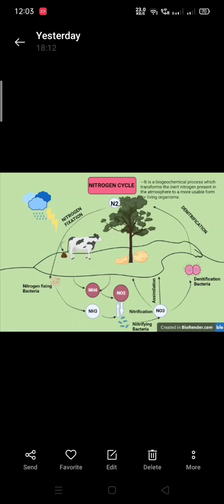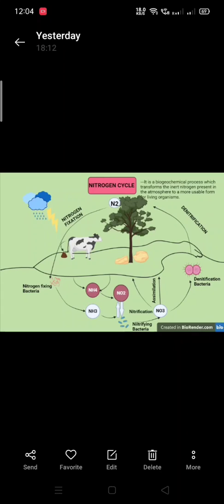The fourth significance is that nitrates and nitrites are released into the soil, which helps in enriching the soil with the necessary nutrients required for cultivation. And the fifth significance is that nitrogen is an integral component of the cell, and it forms many crucial compounds and important biomolecules. So these are some of the significance of the nitrogen cycle in the ecosystem.